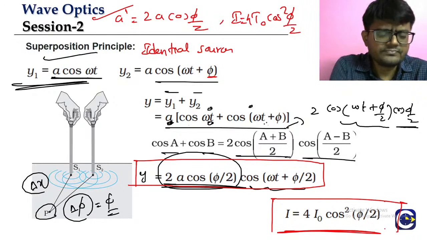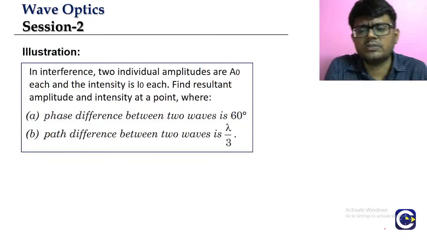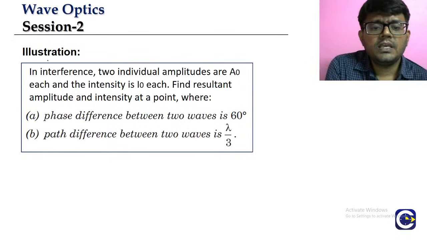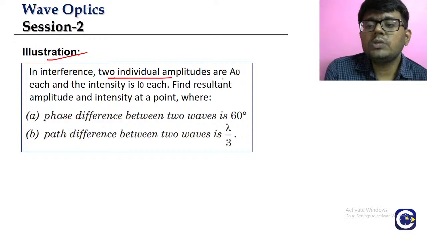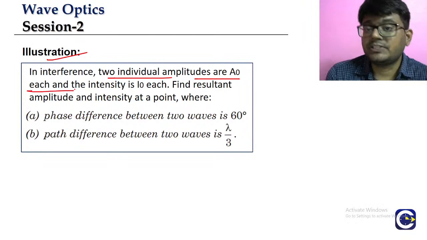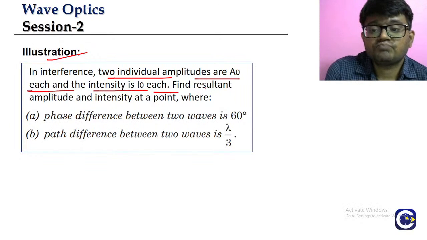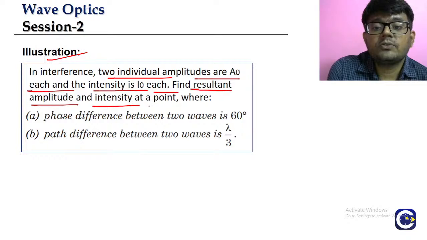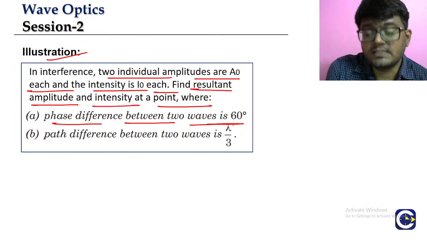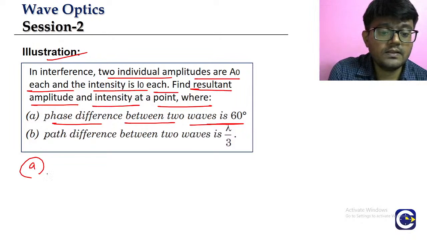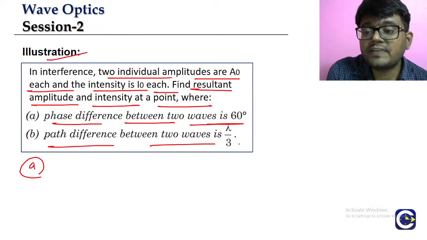We will in fact see a question. Now look at this one. In the interference, two individual amplitudes are a naught each. Identical sources like that they will mention. And the intensity is I naught each. Find the resultant amplitude and intensity at a point where the phase difference is 60 degrees and the path difference is lambda by 3.